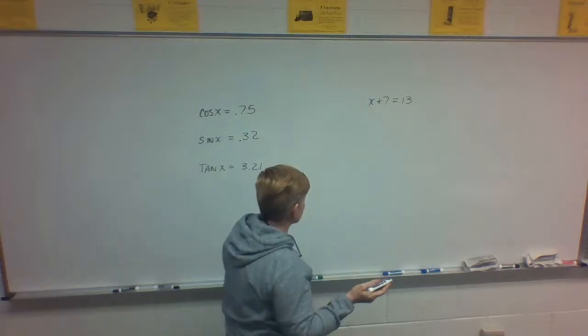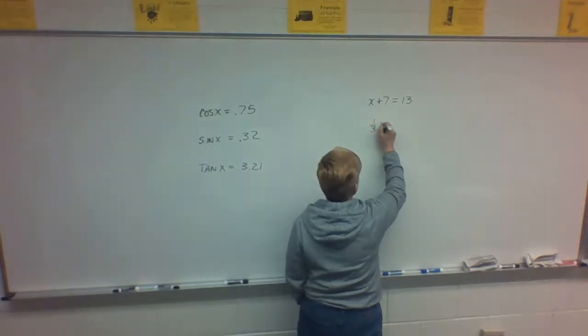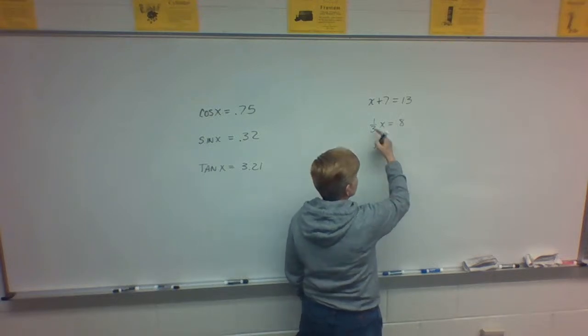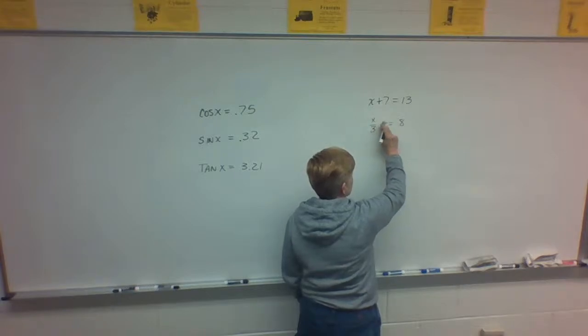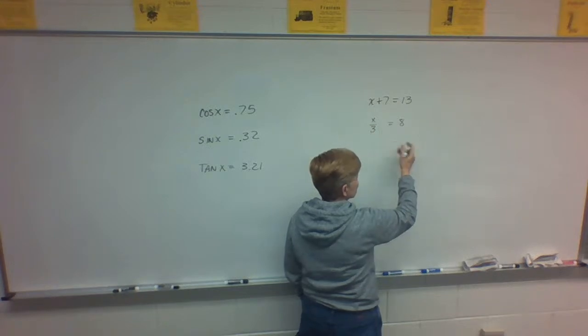But here's the deal, folks. I'm going to go through a couple more of these. What would you do if I had 1/3 x equals 8? Times it by 3, because here it's 1 divided by 3. It's the same thing as saying x over 3, right? So x is being divided by 3. What do you do to get rid of it? You do the inverse of dividing, which is multiply by that 3.